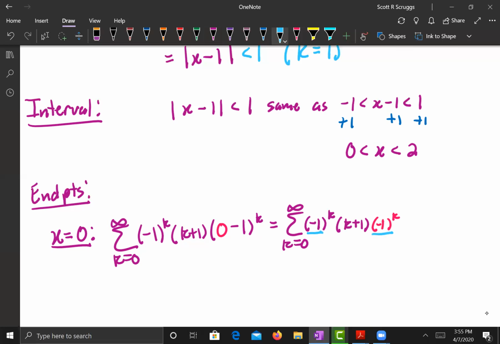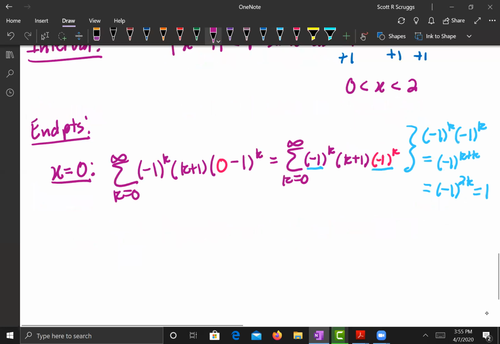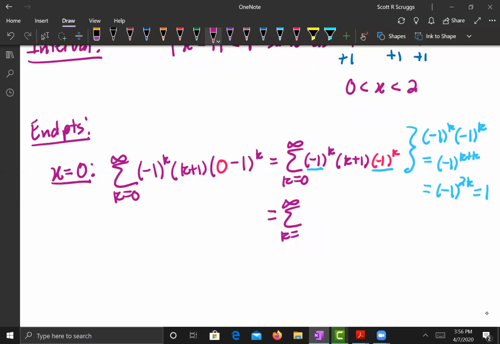Now, if I multiply those two together, what I'm going to get is -1 by my property of exponents. I add them together. So -1 to the 2k power, which means I always have an even exponent, which means that will always be 1. So after simplifying, I just have the sum k equals 0 to infinity of k plus 1.